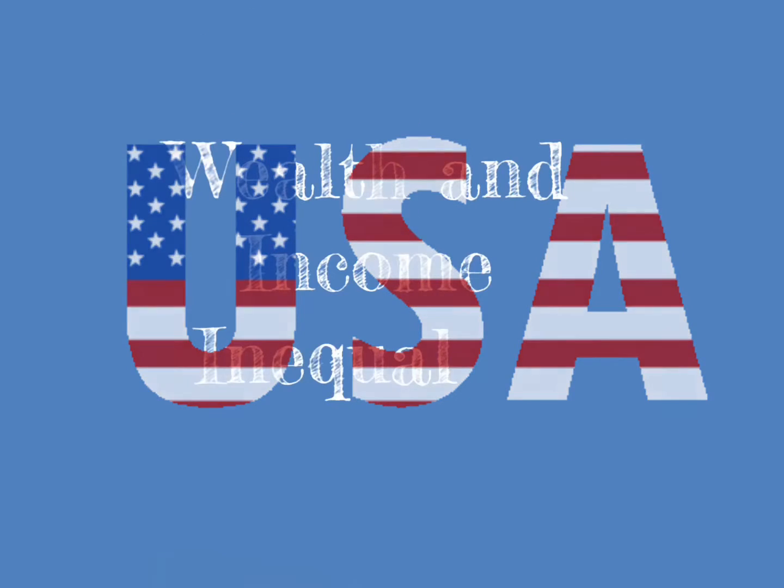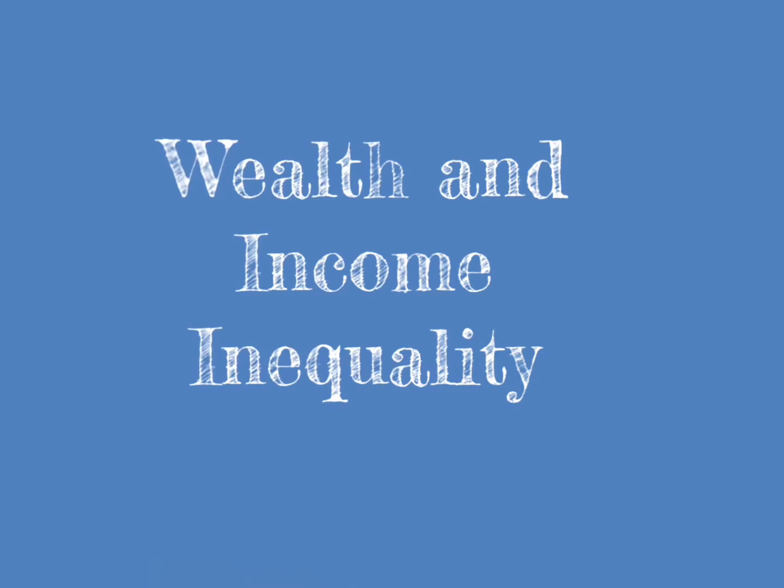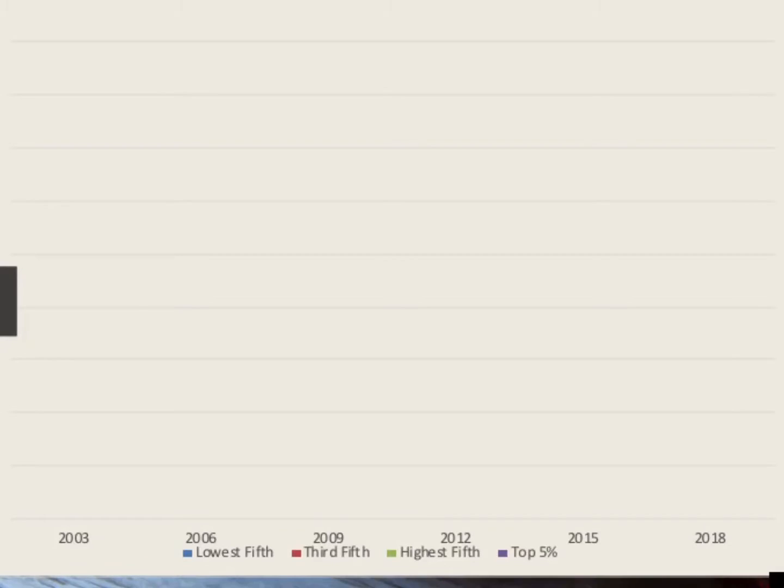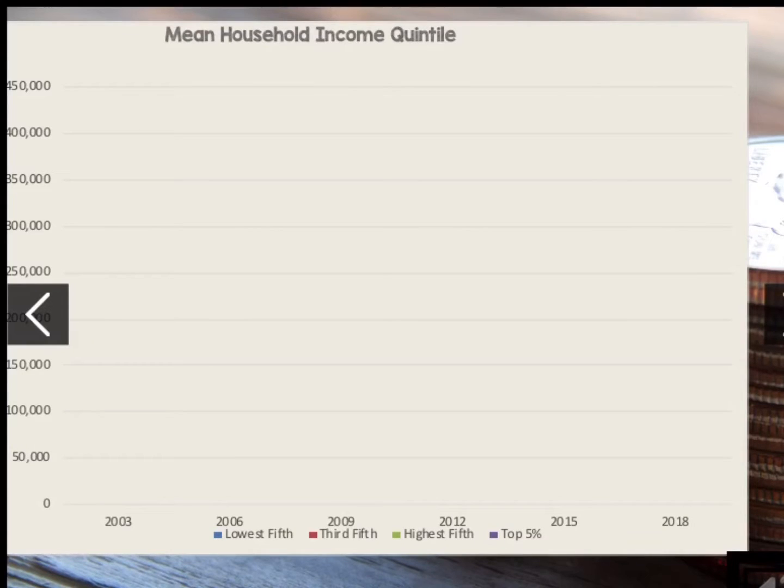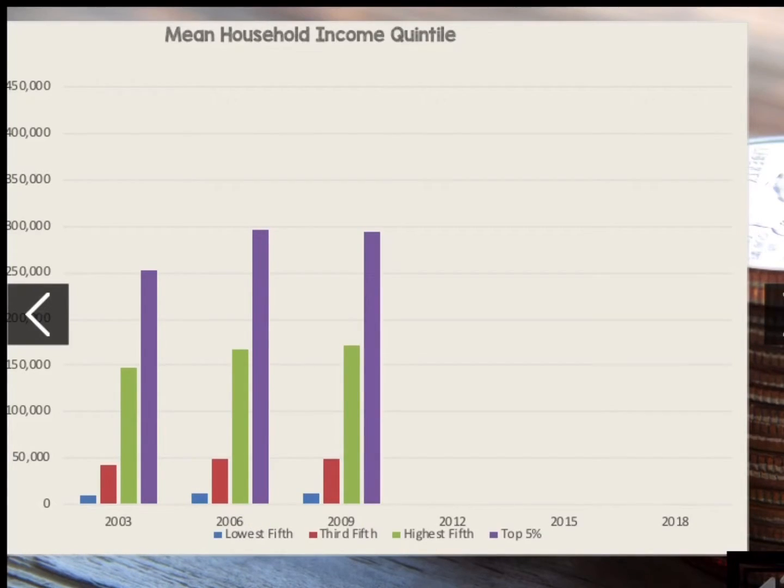It may also surprise you to see the amount of wealth and income inequality we have in the U.S. So these are some figures from 2018 from the Census Bureau, and I pulled out the lowest fifth quintile of the population. So this would be the population that made the least amount of money. Then I also pulled out the third quintile, which would be the people in the middle. Then I also pulled out the highest fifth, which would be the people that made the most. And then the top 5% is the top. So these are the people that brought in the most income over these years.